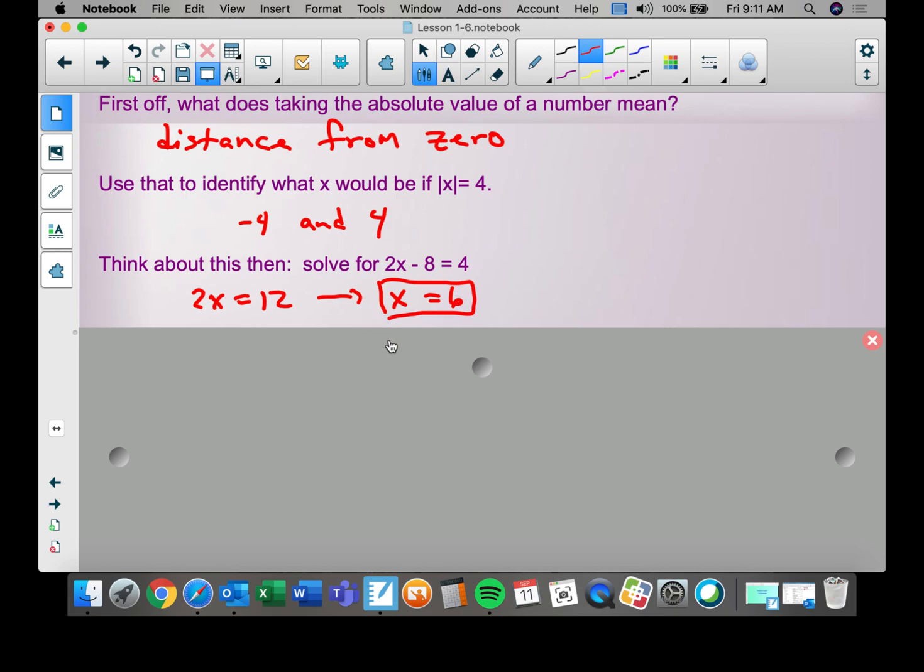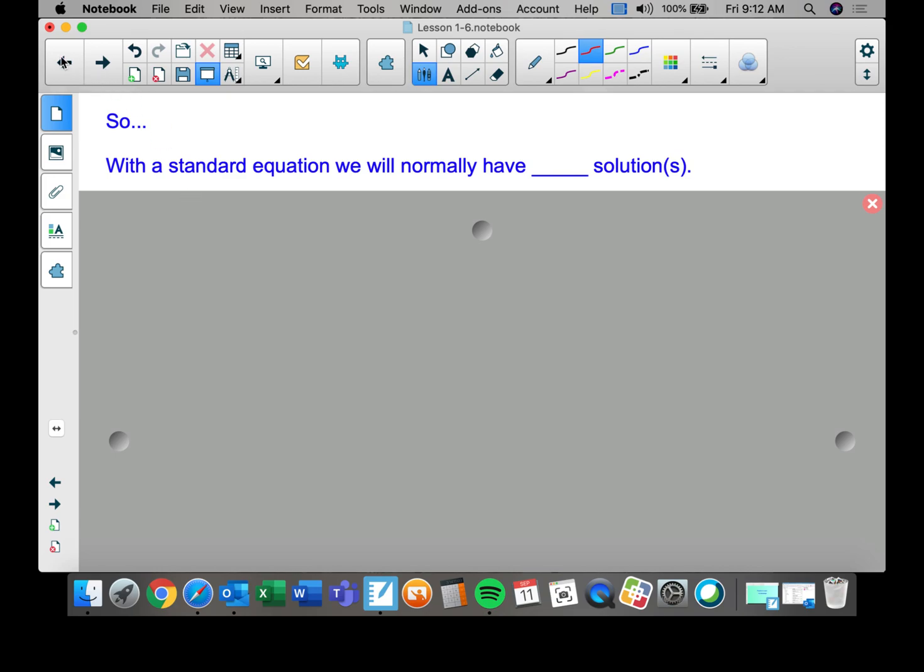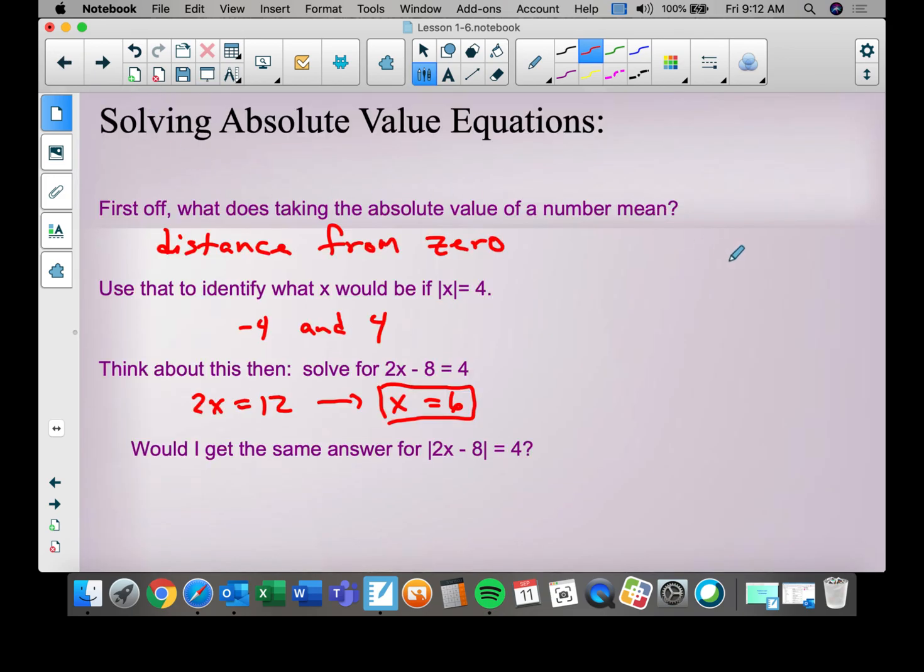Now we add in the idea: would we get the same answer if I put that 2x minus 8 in an absolute value? That's the question. If I now add the absolute value to that, would I get the exact same answer? So the way that we're going to solve this, and let me check to see if I put it on the next page. No, we're going to go through and do it right here.